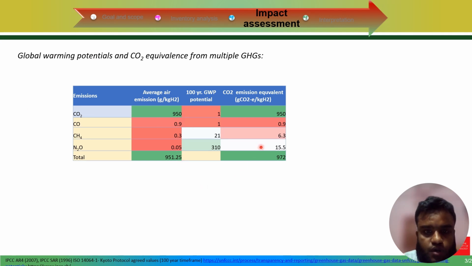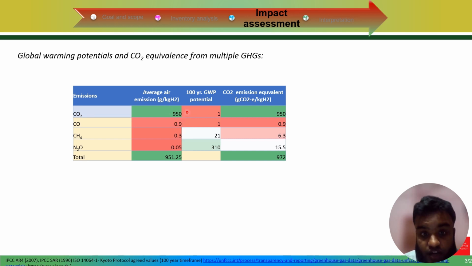So this table I have already shown in the previous slides, but I have put it here again to make it clearer to you. For example, here global warming potential for CO2 is 1, for methane is 21, nitrous oxide 310. Okay, so these are the measured GHG emissions for the production of 1 kilogram of hydrogen. So as we saw in the previous slide, how much CO2 is generated for the production of 1 kilogram of hydrogen?